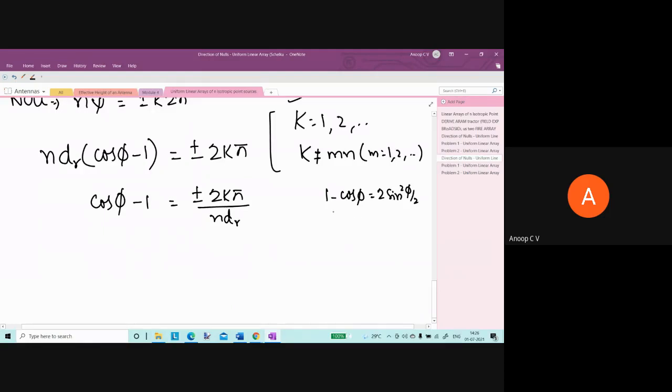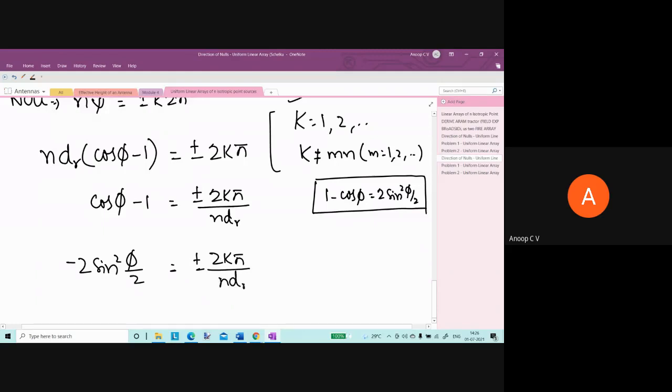There is a very, very high chance that we may make a mistake that way. So instead, 1 minus cos phi is 2 sine square phi by 2, so cos phi minus 1 is minus 2 sine square phi by 2. This will be equal to plus or minus 2k pi divided by n dr. Even if you take this minus to the right hand side, it becomes minus or plus, so it won't change. Whether there is a minus sign on the left side or not, it won't change.